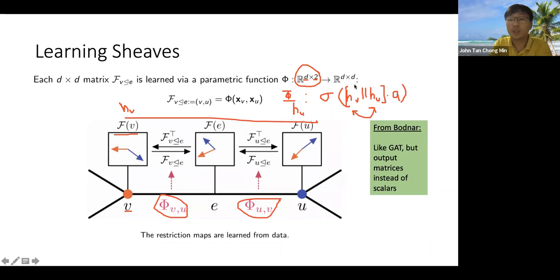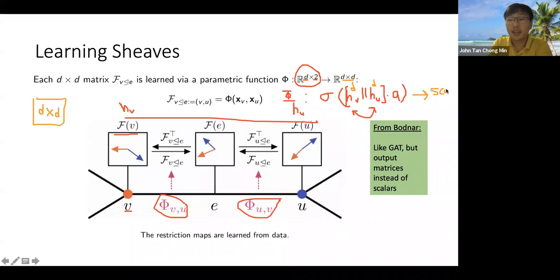And then what we want to do is map this 2d into a d by d, which is basically the original d by d square that we saw earlier in the Sheaf Laplacian. We have a d by d square. We want to map this into the d by d square. And how do we do this? If we do an attentional mapping initially, what you will get is a scalar value. You will get a scalar.